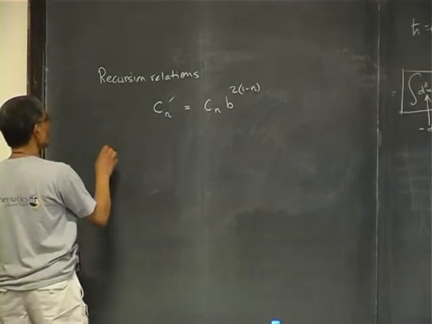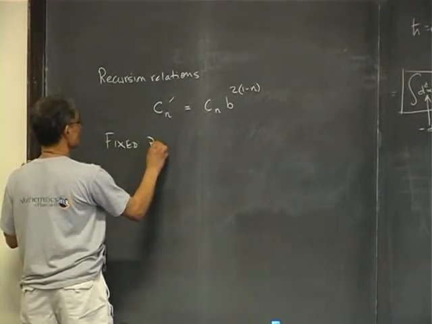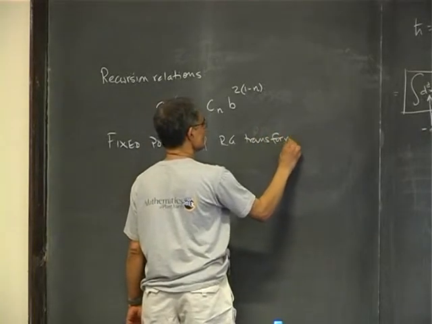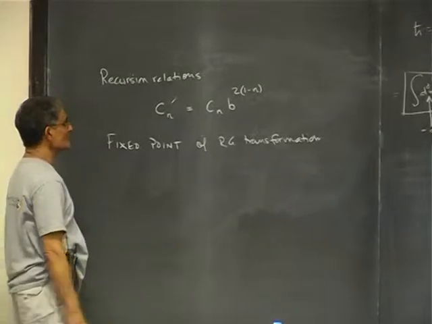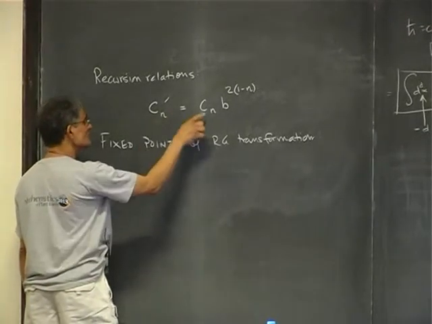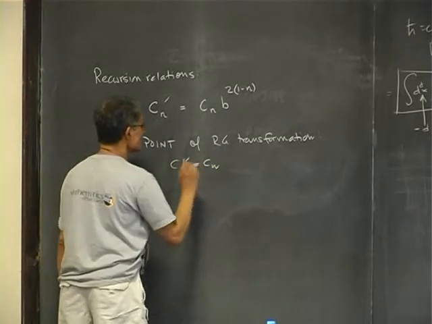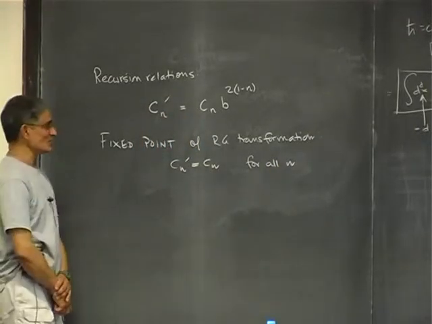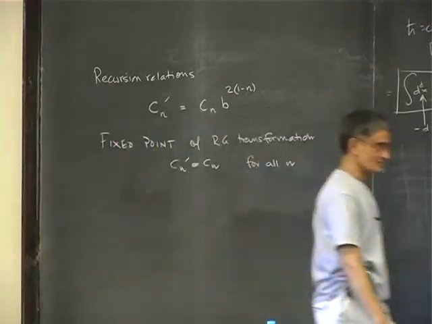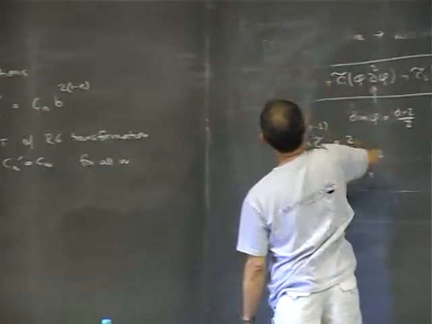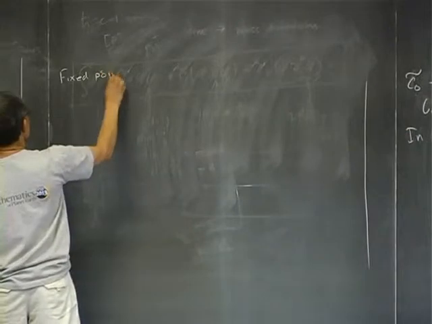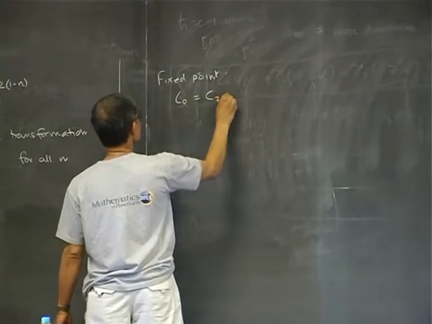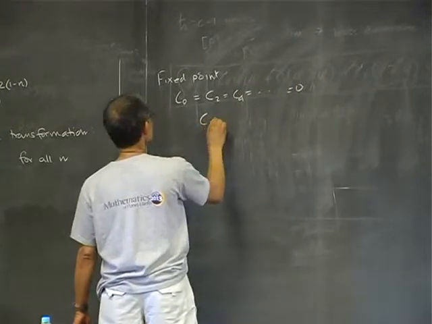Given these recursion relations, one defines a notion of what is called a fixed point. The fixed point of an RG transformation means values of Cn such that Cn prime is equal to Cn for all n. Okay? So let's see what is the fixed point of this transformation. For this transformation it means C0 equal to C2 equal to C4, everything equal to 0, but C1 is arbitrary.